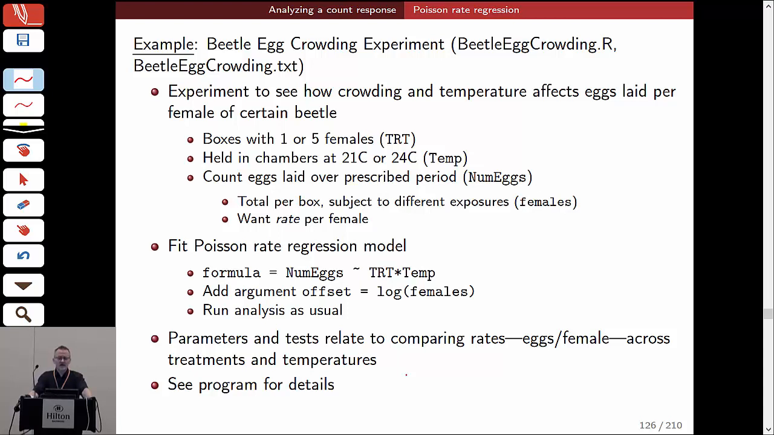He did another experiment involving beetle egg-laying, looking at evolutionary responses to crowding in beetles. So the question was, for a certain kind of beetle that feeds on a certain kind of plant, when there are lots of other beetles around, do the females adjust their egg-laying pattern to lay fewer eggs so that there's not too much competition for the plant that's available? And when there are fewer females around, do they lay more eggs?